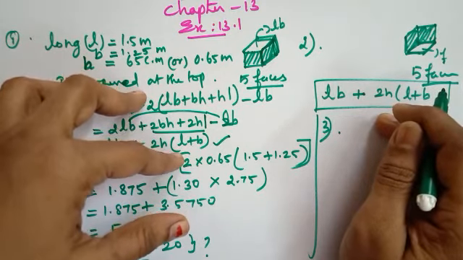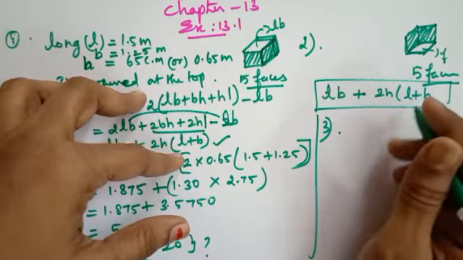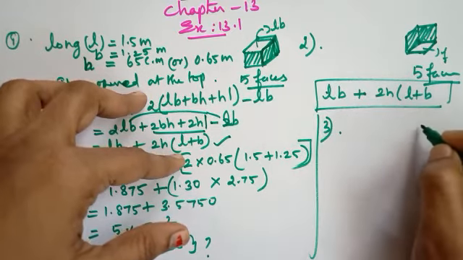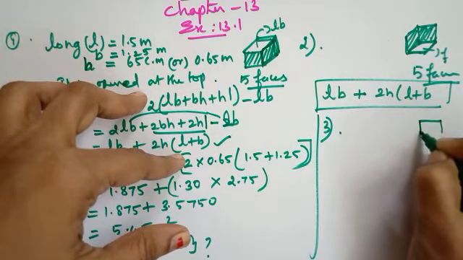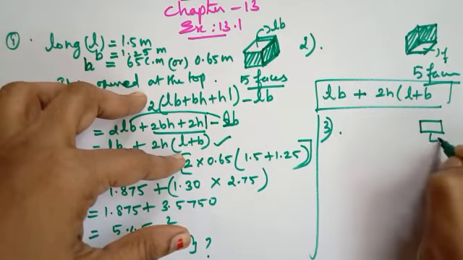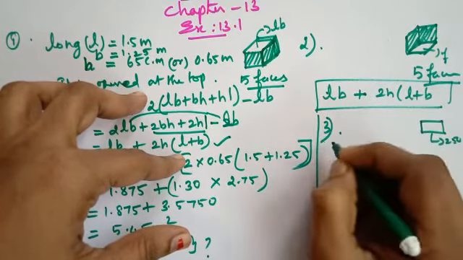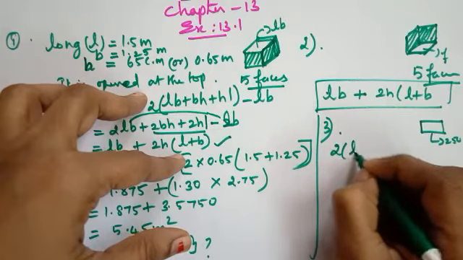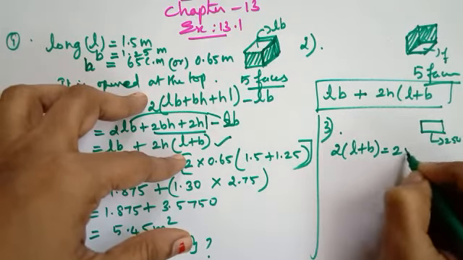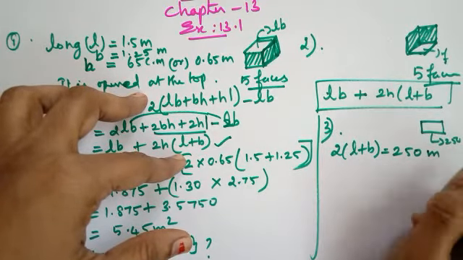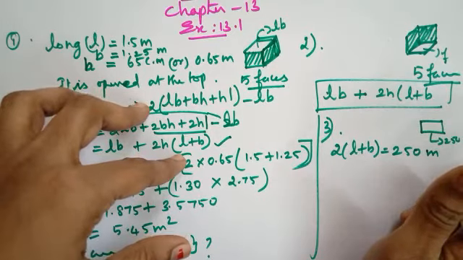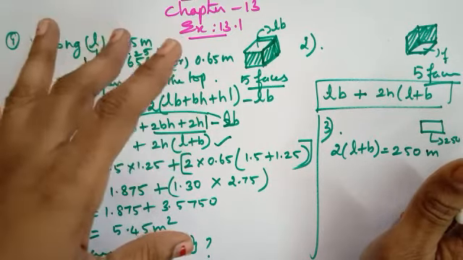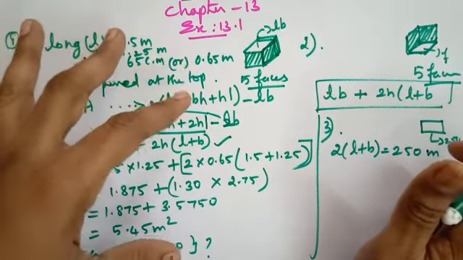Students, listen here. The floor of a rectangular hall has a perimeter 250. The floor of a rectangular hall looks like a rectangle, and its perimeter is 250 meter. That means 2 of L plus B is equal to 250 meter. Is it clear? Then we are already given the area of 4 walls. What is that?